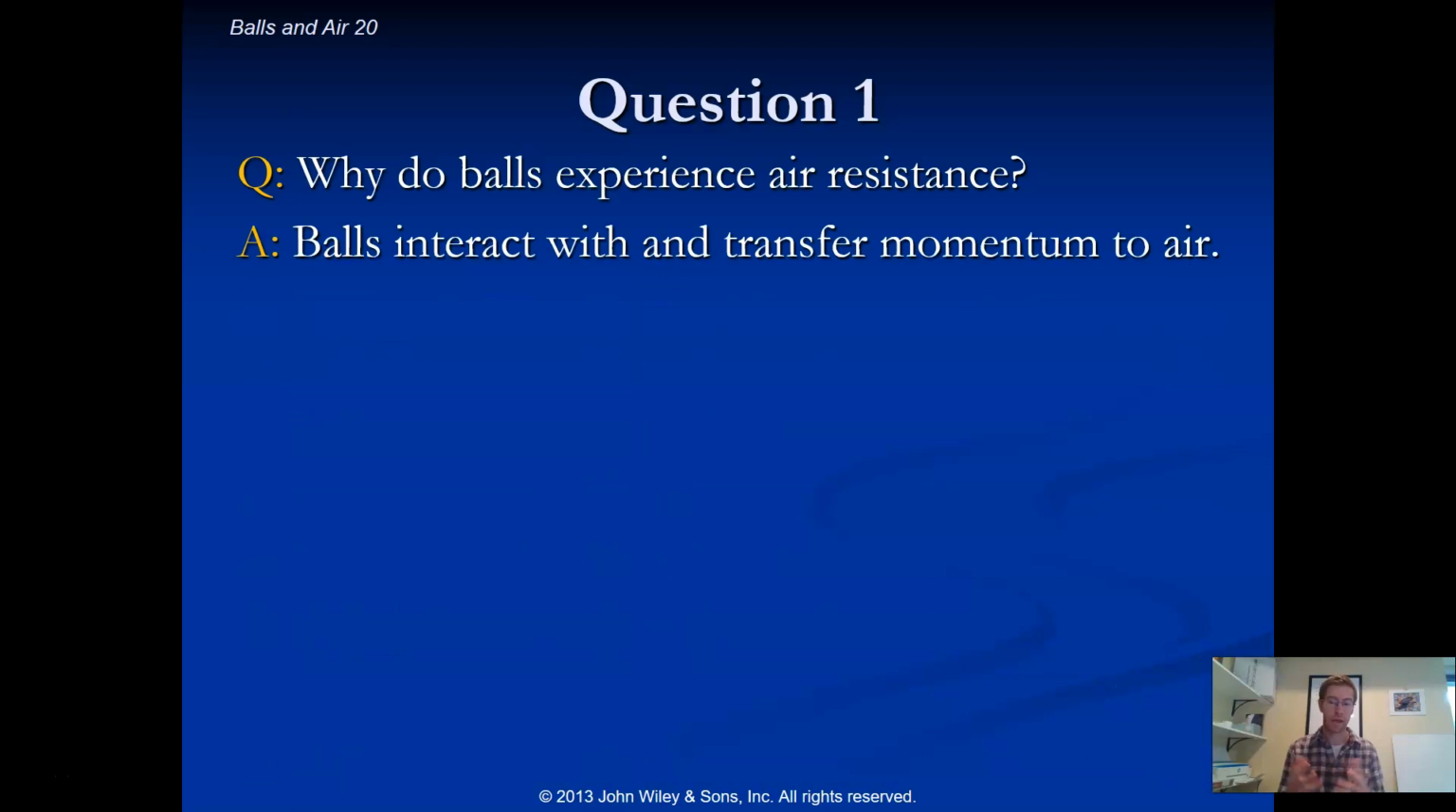Well, ultimately, it's because, as we talked about yesterday, the ball is interacting with the air around it. So it's transferring its momentum. It's moving through the air, hitting air molecules that are in the way, and as it does, it transfers that momentum to the air. And part of the mechanism that occurs is that as it's trying to push that air out of the way, as it's transferring momentum, a pressure difference is created between the front and the back side of the ball, generating a net force pushing backwards on the ball.